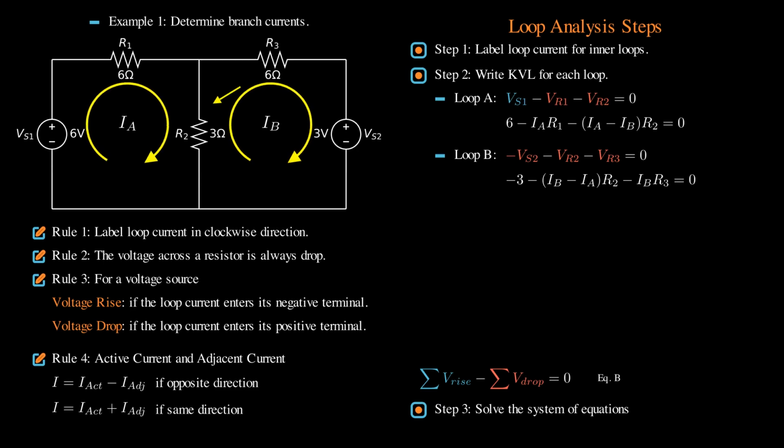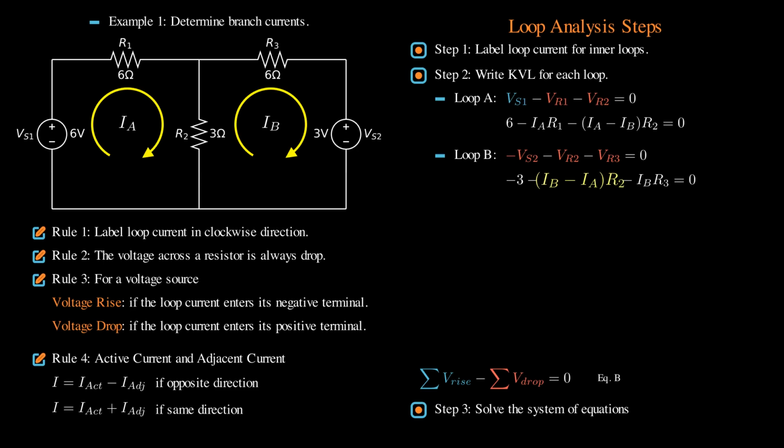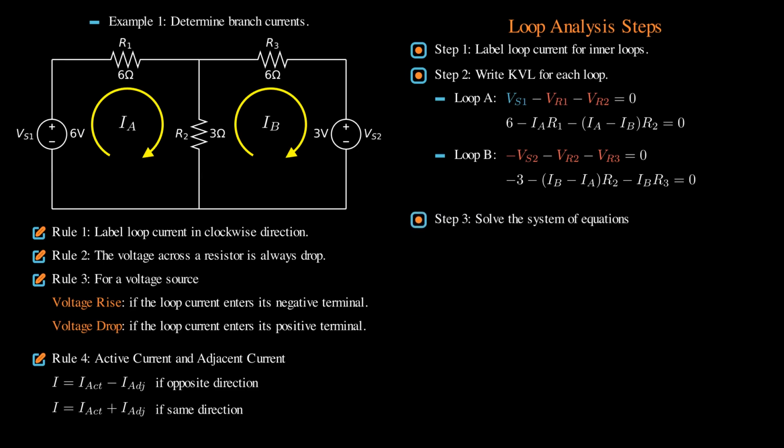Because both Ib and Ia go through R2, and because we are working on loop B, Ib is the active current and Ia is the adjacent current. Therefore, for Vr2, we have Ib minus Ia times R2. Okay, now we have two equations with two unknowns. We can solve them in step 3. We will find Ia equals 0.625 amp and Ib equals negative 0.125 amp.